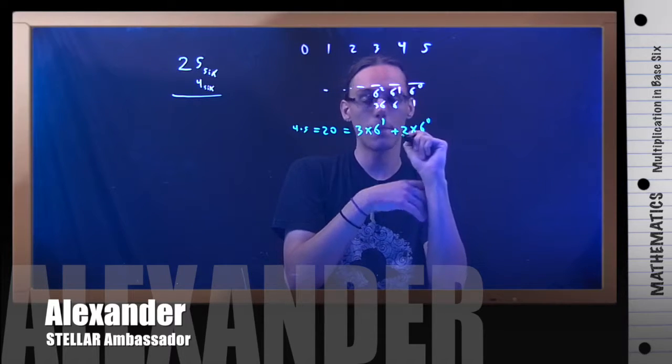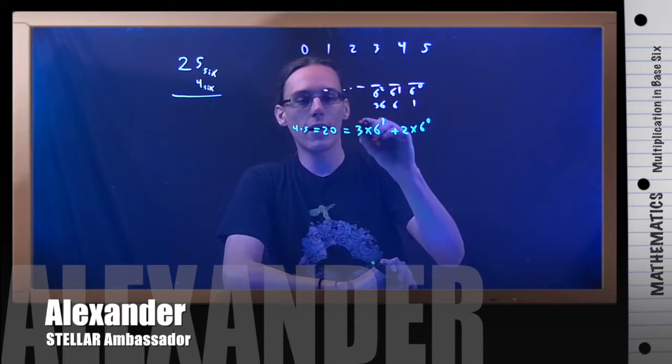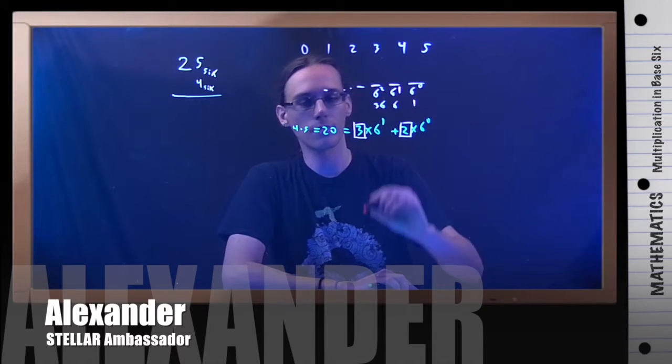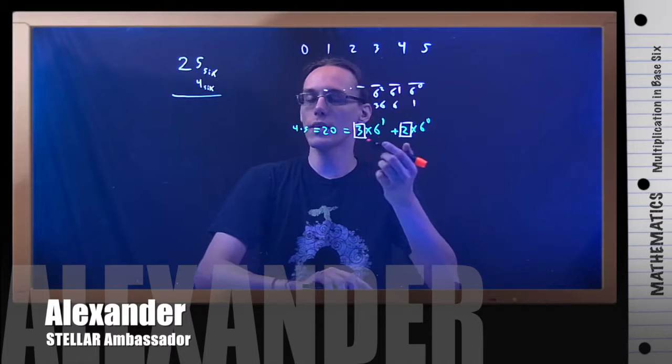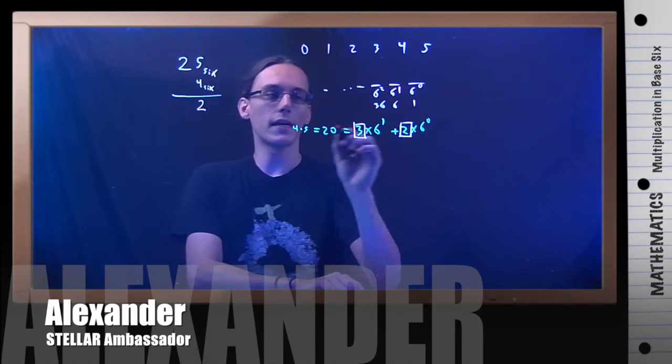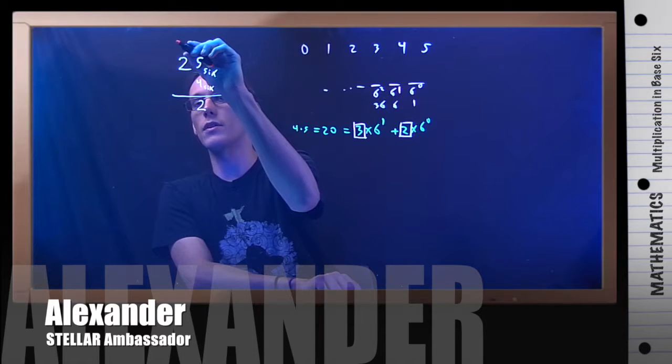Anything to the 0 is 1. So my actual places here are this 3 and this 2. Cool. So what that means is I'll write a 2 down right away, and then I carry the 3 over. I put 3 right here.